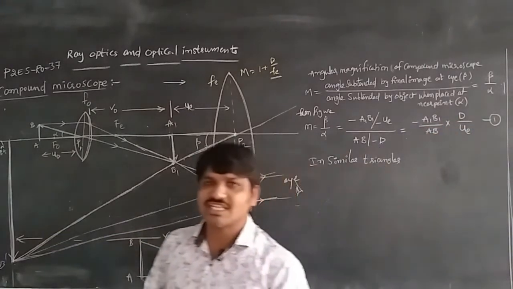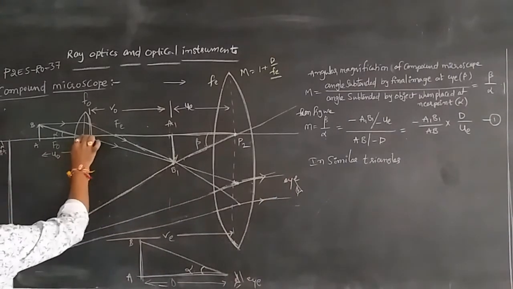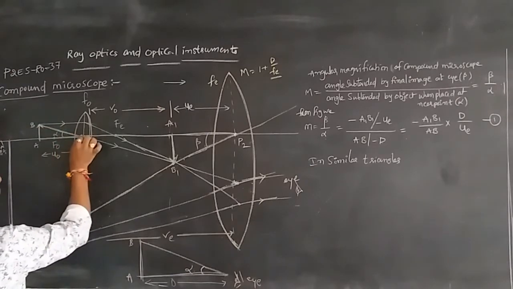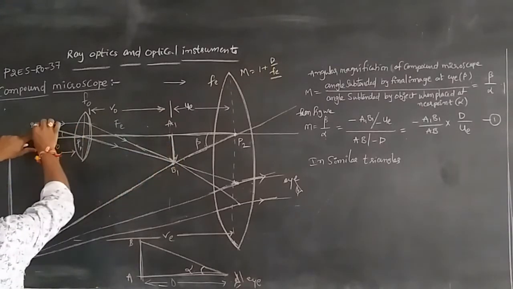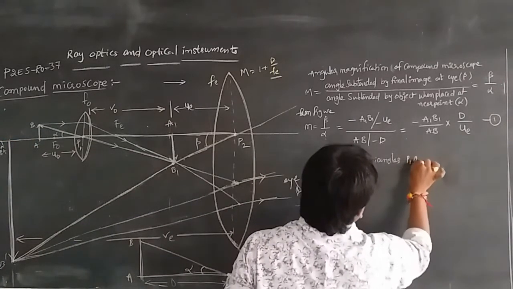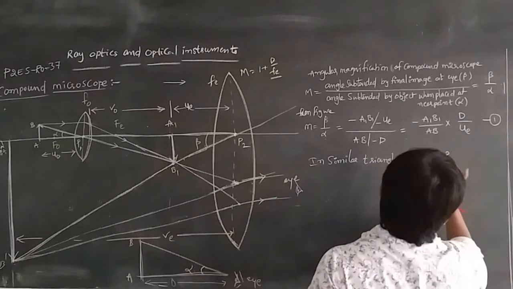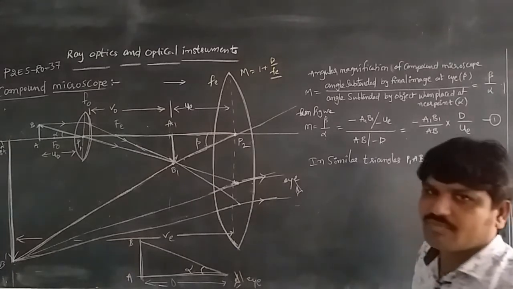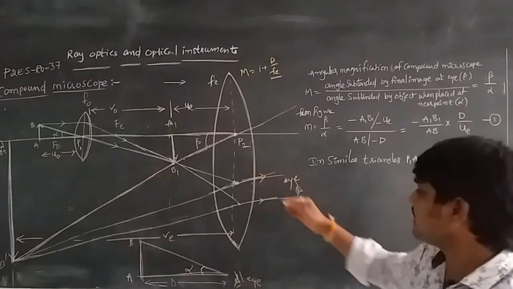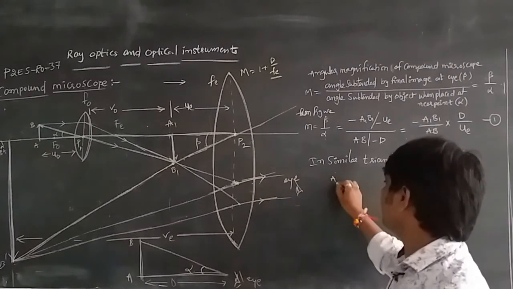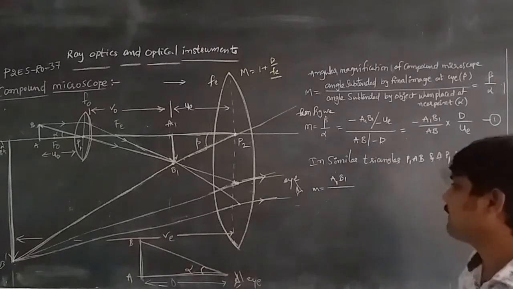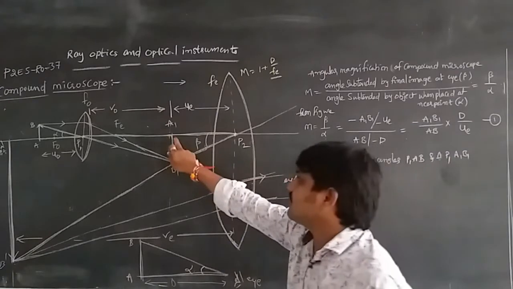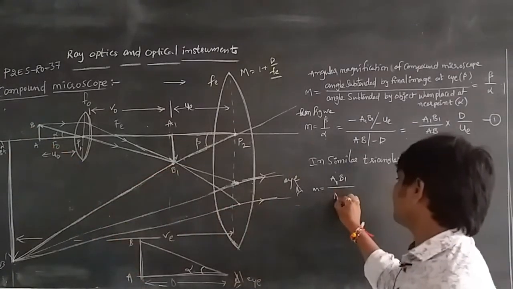Next, whenever the object is placed in front of the objective lens, there are similar triangles: triangle P1 AB and triangle P1 A1 B1, formed by the object and the image from the objective lens. From these similar triangles we can write the height of the image A1 B1 by the height of the object AB.